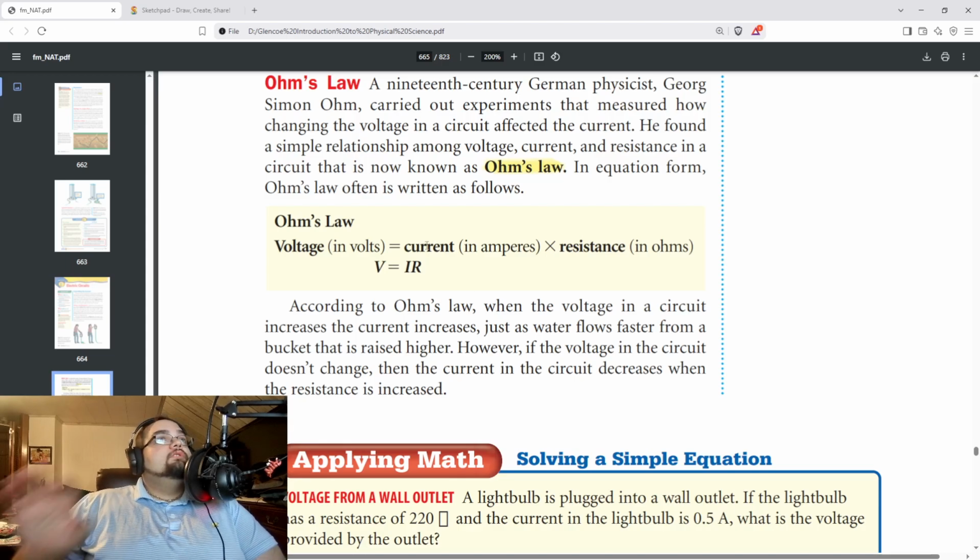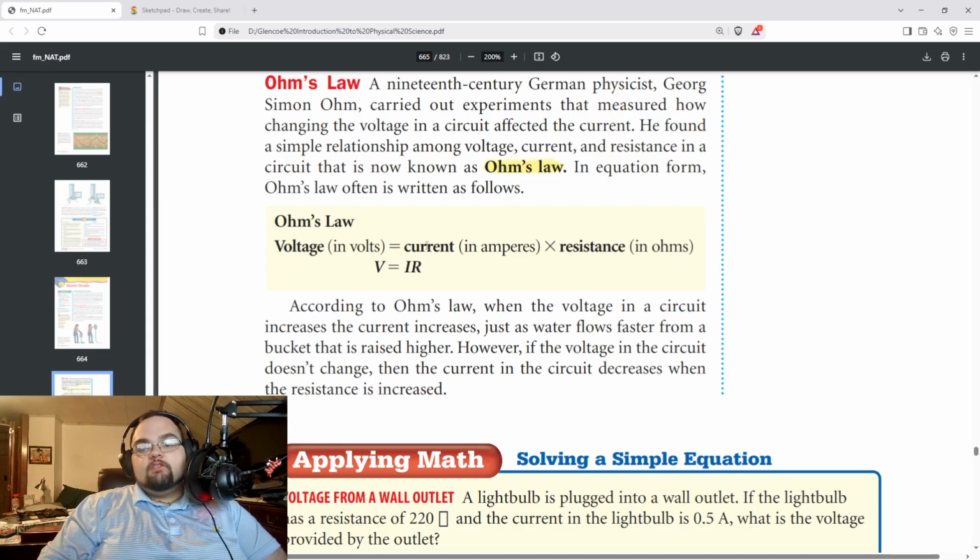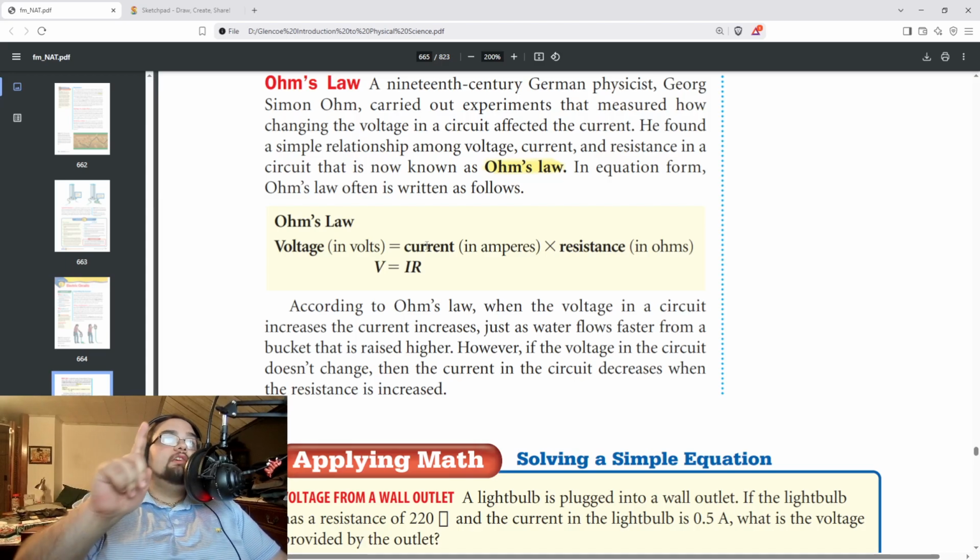So, Germans. When it comes to science, there's very few people that do it better than the Germans. Albert Einstein was a German. And so is this person, Georg Simon Ohm. Georg Simon Ohm carried out experiments that measured how changing the voltage in a circuit affected the current. He found a simple relationship among voltage, current, and resistance in the equation we call Ohm's law.